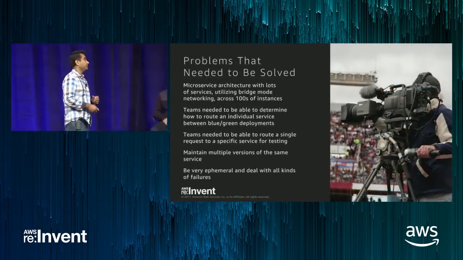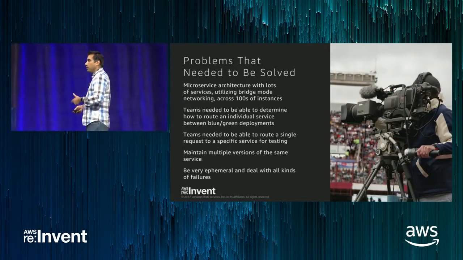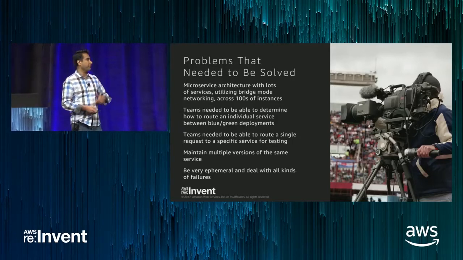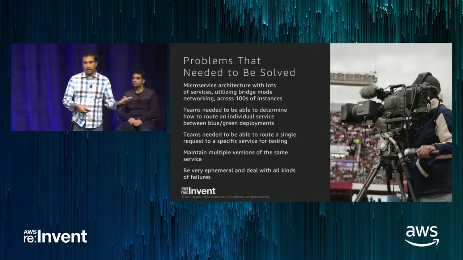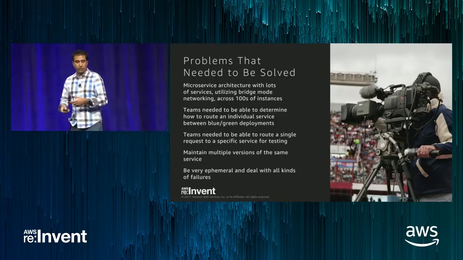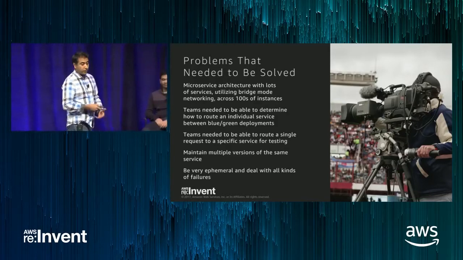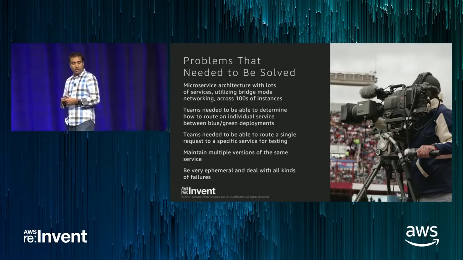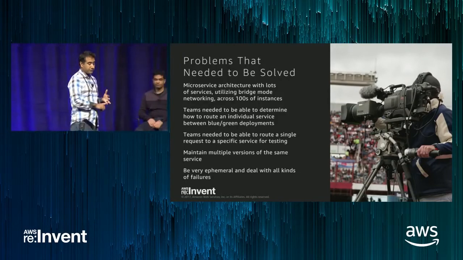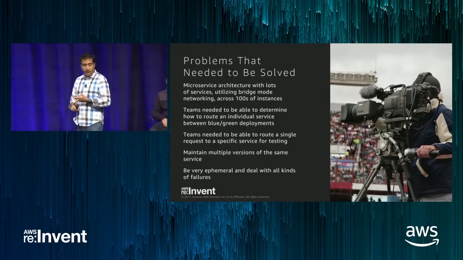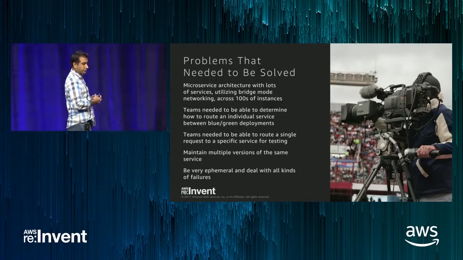Some of the challenges that we've run into, and I think Werner spoke about it a little bit this morning too, is that as you move forward, you have to evolve your architecture, right? Our architecture was initially developed about a year and a half ago, and as we've grown, with more people coming to our applications, we've had to also evolve. A lot of the challenges we faced: we do have a microservices architecture, lots of services, and we're utilizing bridge mode. And we've got hundreds of instances, right? So that's a scale issue there.